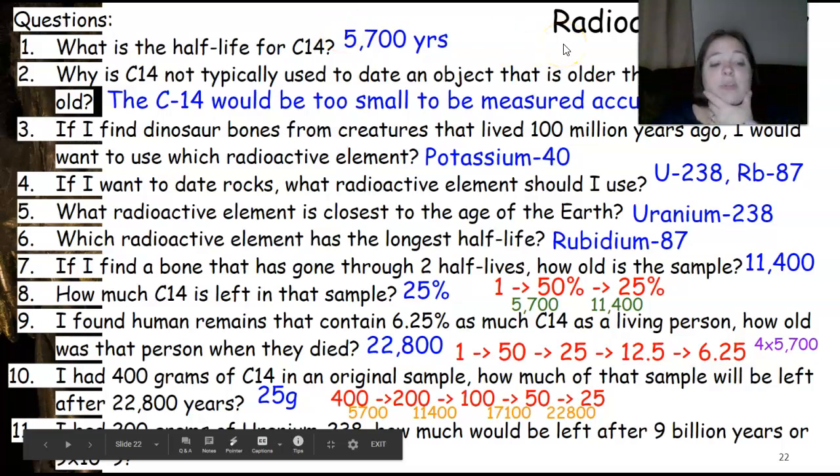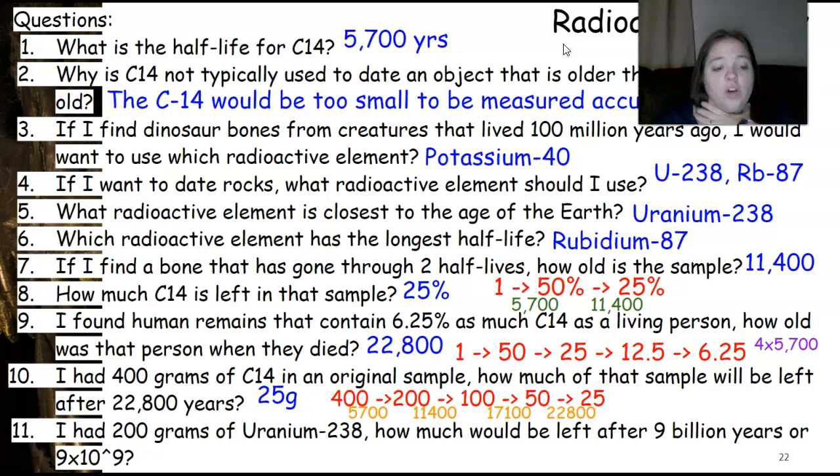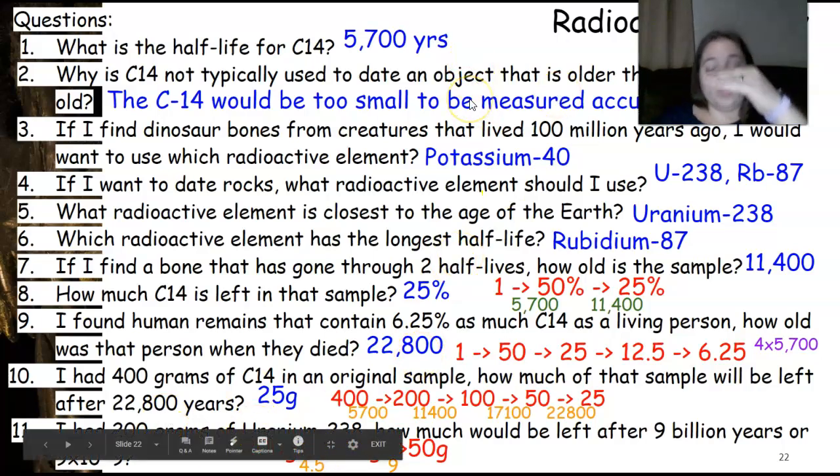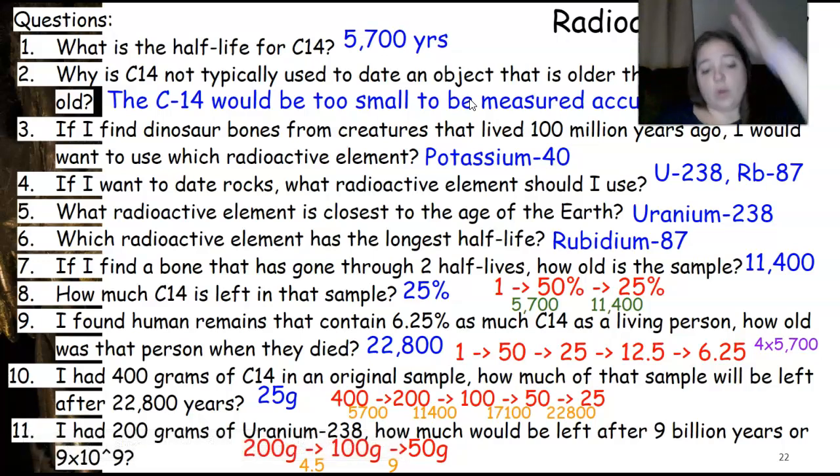Okay? So the last but not least, if I had 200 grams of U-238, how much would be left after 9 billion years? So I'm going to look at that 9 billion, and I'm going to go back. So if I put 9 billion, half of that is 4.5 billion. I stop right there. So I write those 2 down: 9 and 4.5. That's 2 half-lives. So what do I do? I put 200 grams and then the arrow right above, and it goes to 100 grams because 200 divided in half is 100. Divide that in half is 50 grams. That's how I get 50 grams.